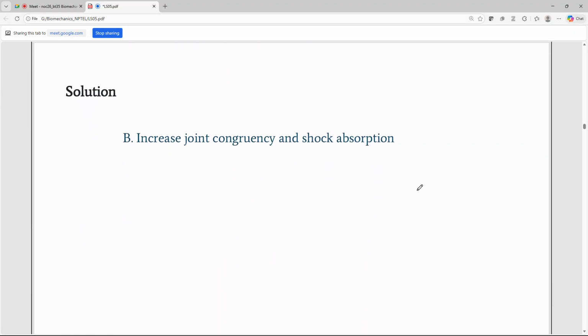Option B, that is increase joint congruency and shock absorption. I have shown it's like two C-shaped structures which will provide proper seating for the two bones. It will accommodate the tail portion of the femur and head portion of the tibia to be aligned to each other. So it has particular grooves or depressions to which the bone heads can be inserted, which will increase the joint congruency and also the shock absorption.